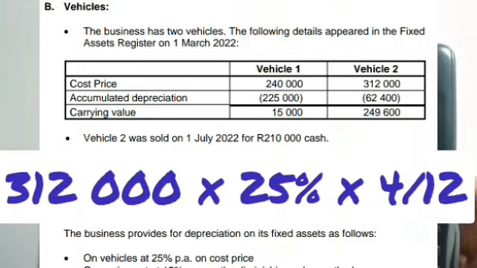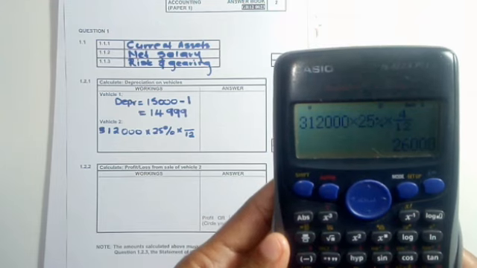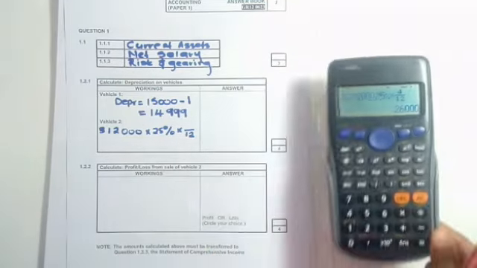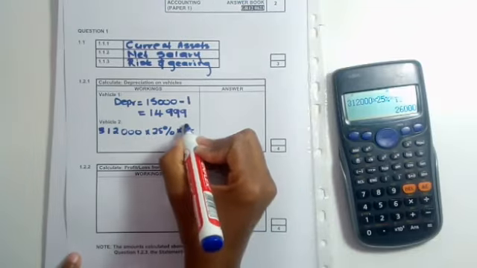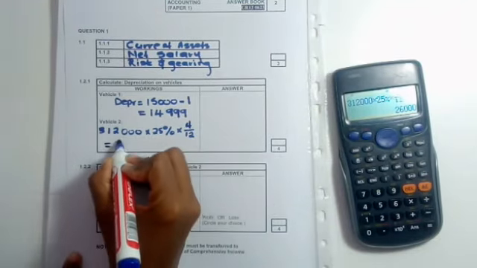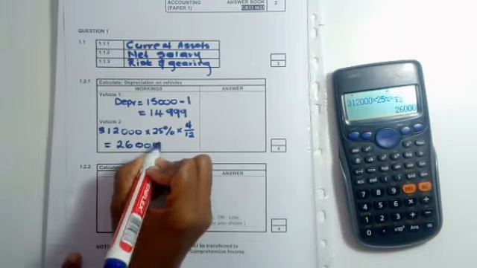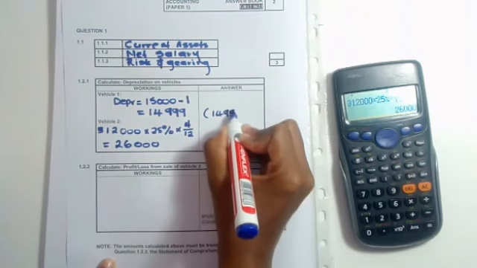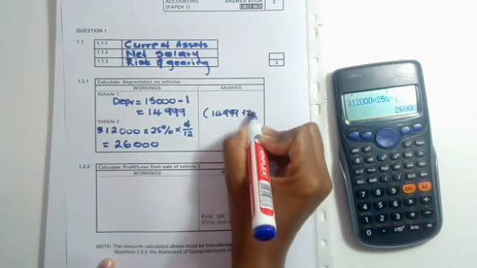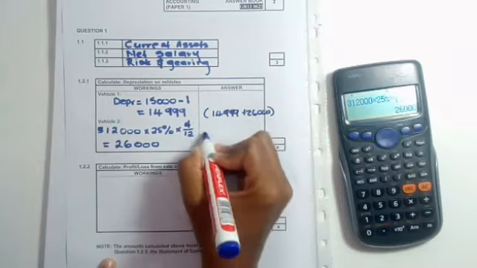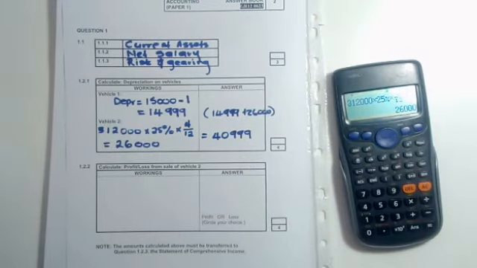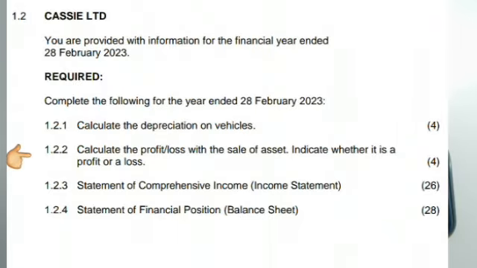So 4 over 12. And our depreciation is 26,000 rands. So the M here is 4 and our depreciation is 26,000 rands. Meaning that our total depreciation in the answer section will be 40,999. Next, for that same vehicle, we are calculating our profit and loss on its sale.